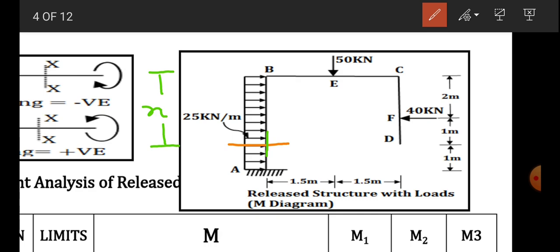That means consider the whole structure. How many forces are acting there? The first one is 40 kilonewton, the second is 50 kilonewton, and the third one is a UDL. So three moments will appear in that cell for the capital M column. Let's consider them one by one. First is the horizontal force, 40 kilonewton.